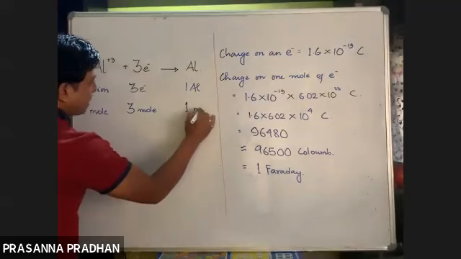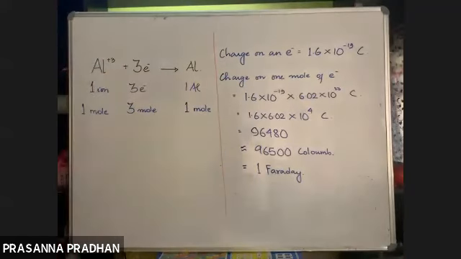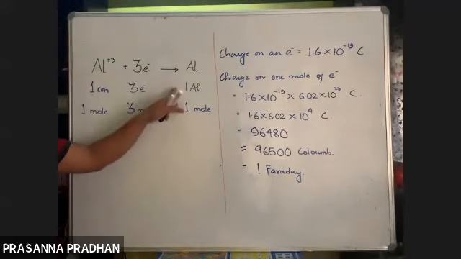Okay. So 1 mole of aluminium means what mass of aluminium will get deposited? One mole means what mass of aluminium? 1 mole is equal to what?